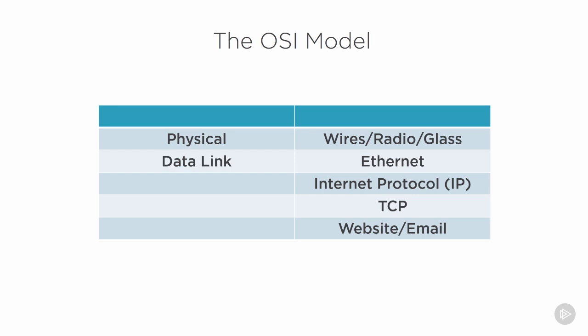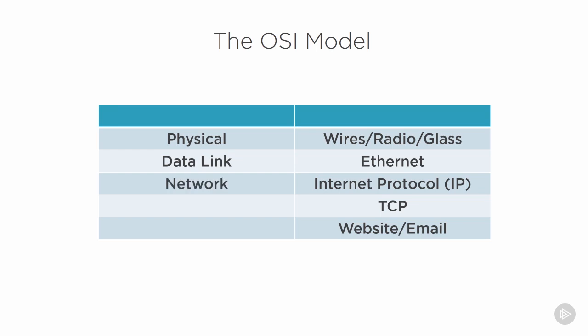We have the next layer, which is called the data link layer. The data link layer is a bridge between Internet Protocol and the wires, radio, or glass, the physical layer. In this case, Ethernet is our data link layer. It uses MAC addresses for the addressing. It's what we do for local communication. Ethernet gets our data from one device to another device, all within a local network.